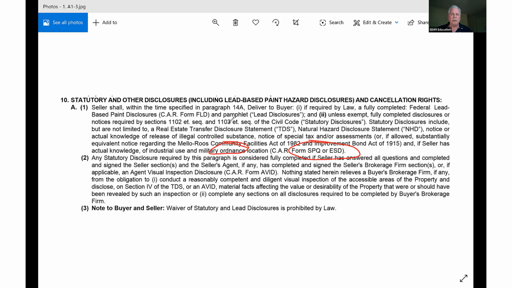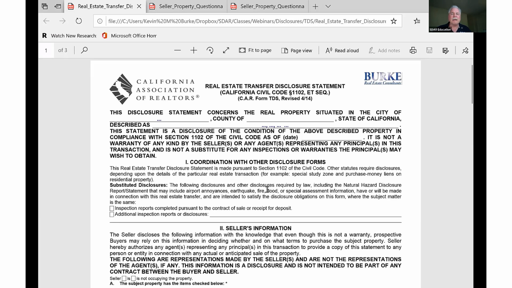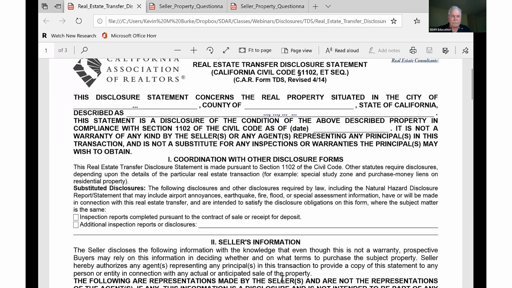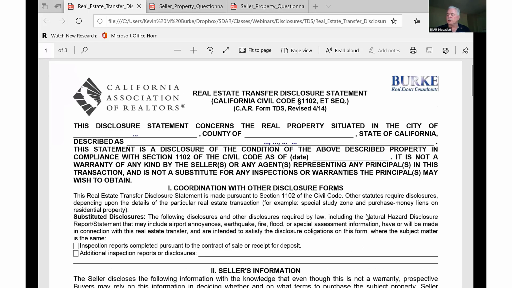So my SPQ, as a matter of fact, I did pull these forms up for you so that we can take a look at those. So let's take a look. I'm going to knock this out here right now. And thank you. We've got more people joining. So here's my TDS. Okay, can you see this? Yes, you can. Okay. So here's my TDS. It is my transfer disclosure statement.